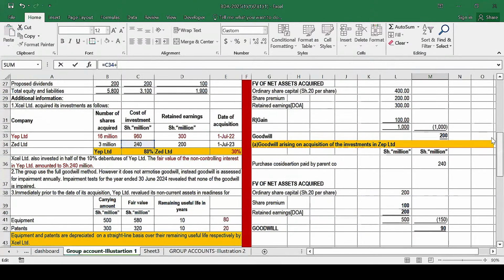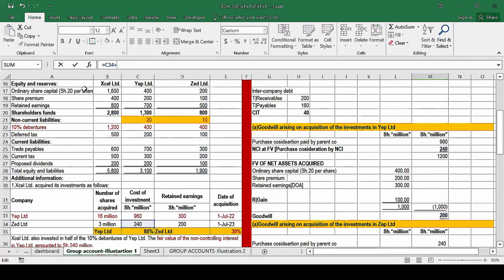But now if we go back to the balance sheet of that company, Z, you'll see it has retained earnings of 500. Now this 500 is both pre-acquisition and post-acquisition. So what we need to pick here is the post-acquisition retained earnings. To this 500, we less the pre-acquisition retained earnings. What are we left with? We are left with the post-acquisition retained earnings of Z.